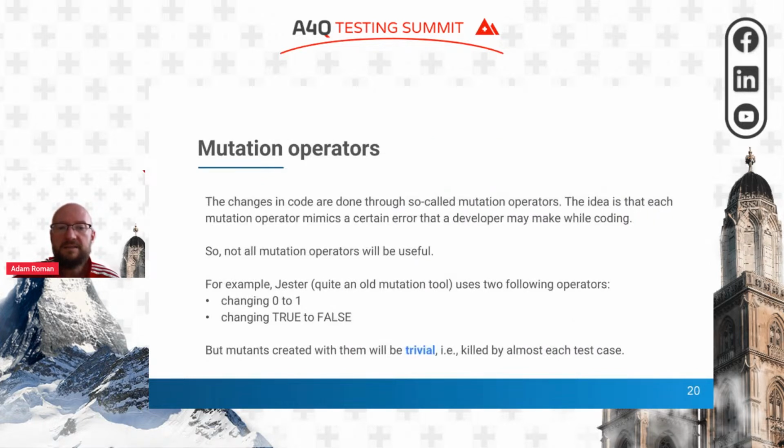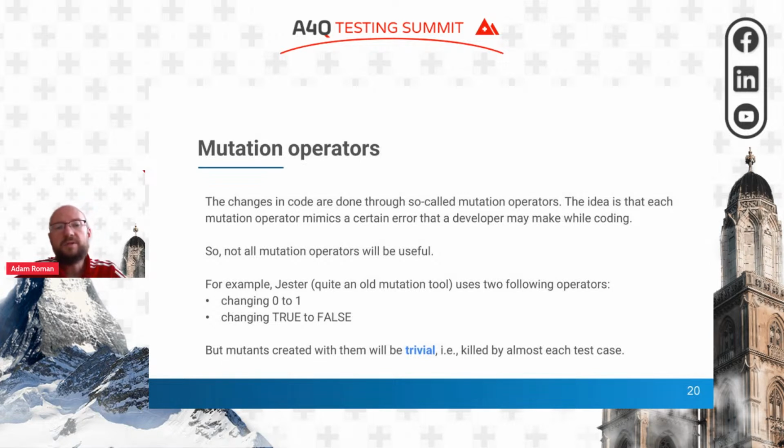And now about the mutation operators. There are many different mutation operators which simulate the mistakes that developers make. For example, changing greater to greater or equal simulates a situation that could occur in real life. The developer could make this error and write greater than or equal instead of greater than.